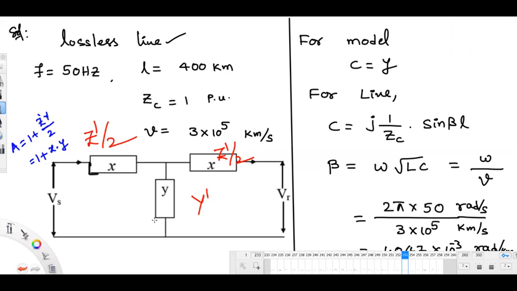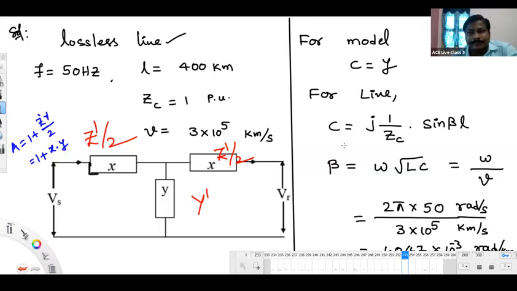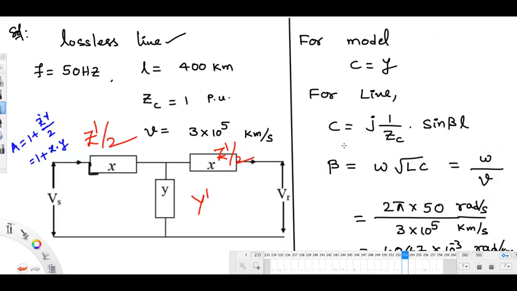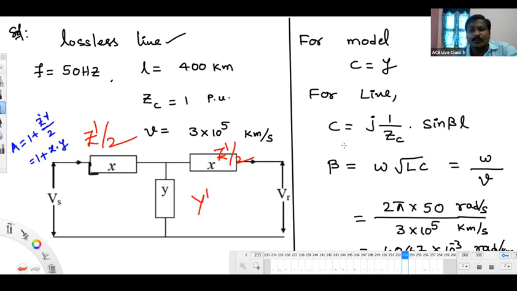Sir, also, loading on a transmission line we take as VR square by ZL, but it is also equal to IR square into ZL. Yes, but in that case loading becomes directly proportional to ZL. Loading depends upon current as well as ZL, both. But the voltage will be almost independent of load. Got it, sir. Thank you.